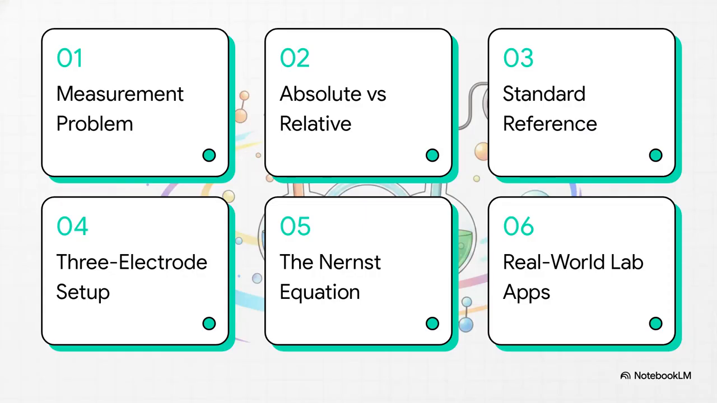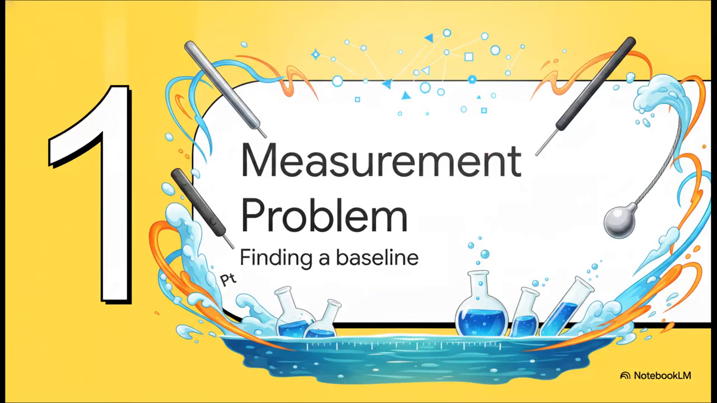Okay, let's look at the roadmap for this explainer. We'll start with the measurement problem, then look at absolute versus relative potentials, the standard reference, the three electrode setup, the Nernst equation, and finally, real-world lab applications. Section 1, the measurement problem.